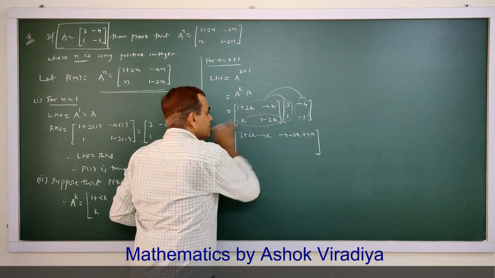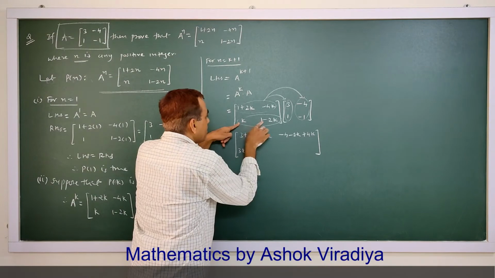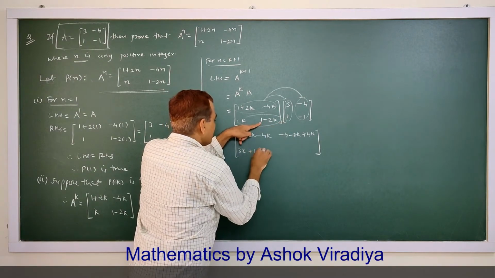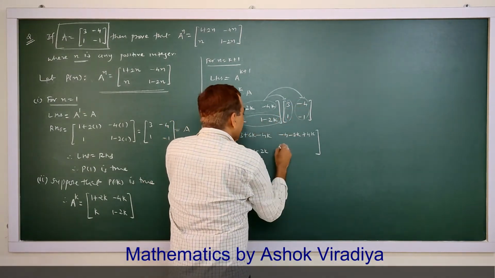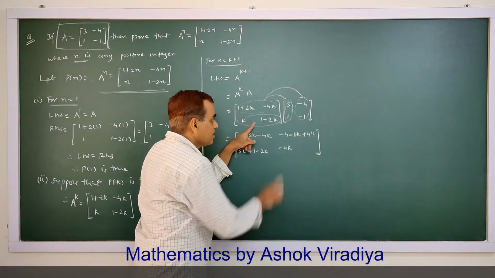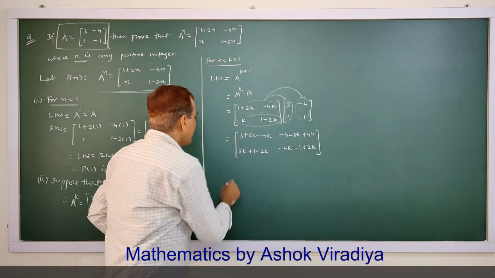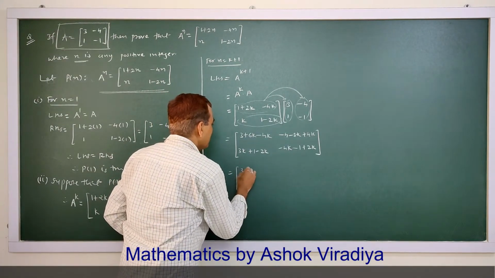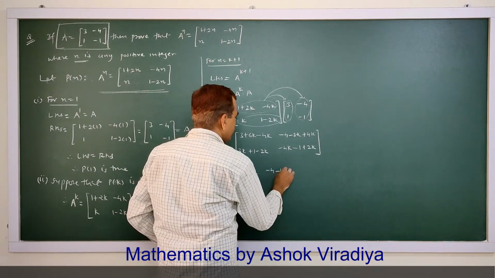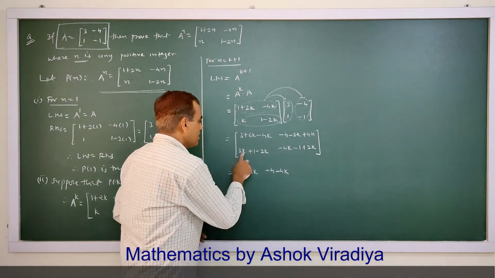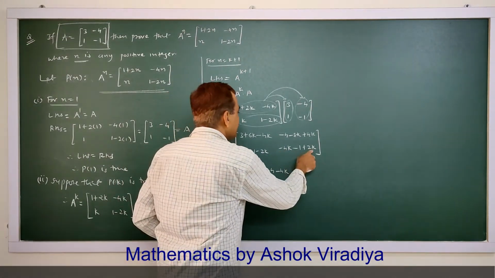Now turn of the same line. k into 3 is 3k, plus product of these two numbers, plus 1 minus 2k. Now multiplying this with second column, k into minus 4 is minus 4k. Product of these two numbers, minus 1 plus 2k. That is 3 plus 2k, minus 4k. Here 3k minus 2k is k plus 1. This is minus 2k minus 1.